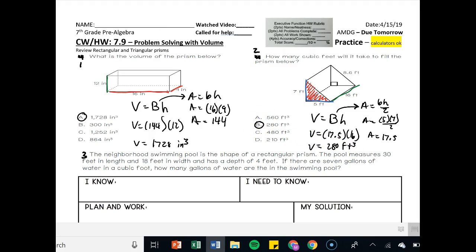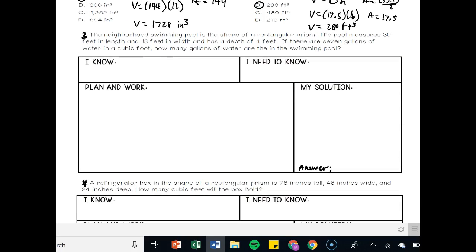When we're talking about a problem like this, related to the real world, we always want to break it down. What do I know? What do I need to know? Plan and work. Most of these problems, you're going to find me volume, but then you're going to have to do something else with it.